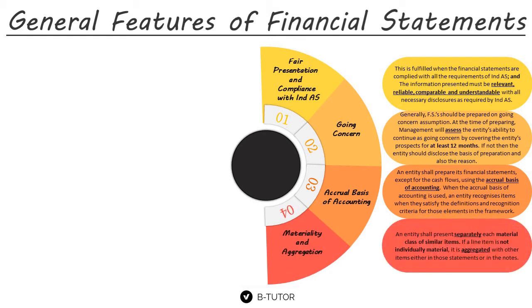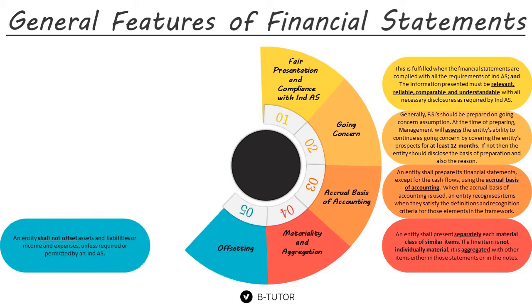Next feature, materiality and aggregation. An entity shall present separately each material class of similar items. If a line item is not individually material, it should be aggregated with other items either in those statements or in the notes. Next feature, offsetting. An entity shall not offset asset and liability or income and expense unless required or permitted by an Ind AS.